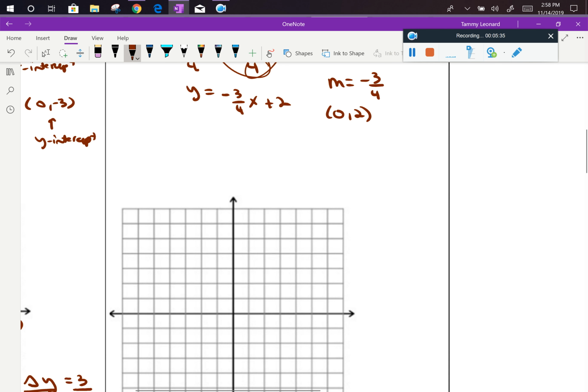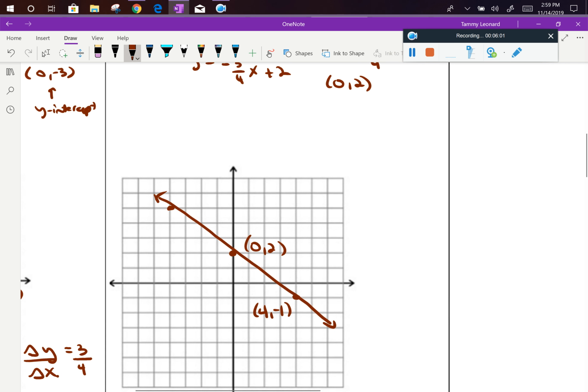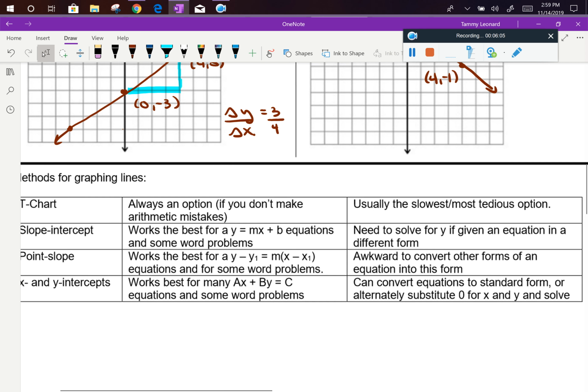So when I go to my graph, that's how I'll proceed. I'll start at 0, 2. I will go down 3 and right 4. I can also go up 3 and left 4 to get enough points on the graph. And I can draw my line going all the way across, just like we've done with all other forms. In this case, I'm probably going to label that y-intercept, and then one of those other 2 points I'm choosing to label for -1, but you could certainly label the other one instead. So those are our 2 methods for graphing from standard form.